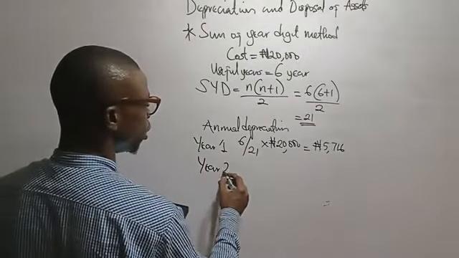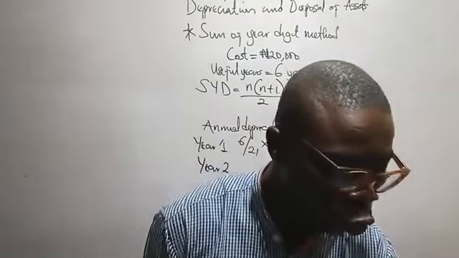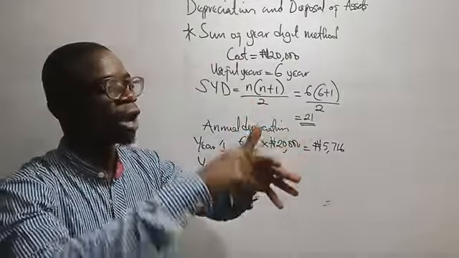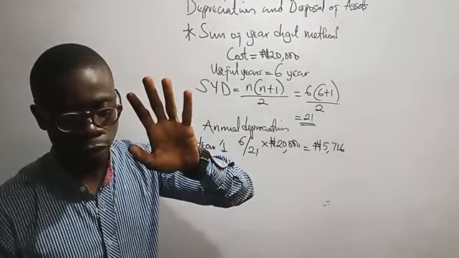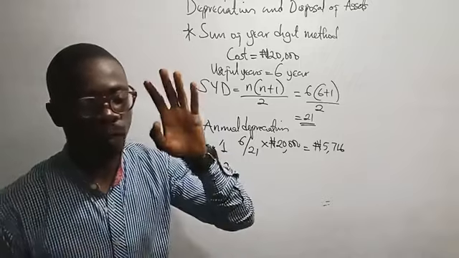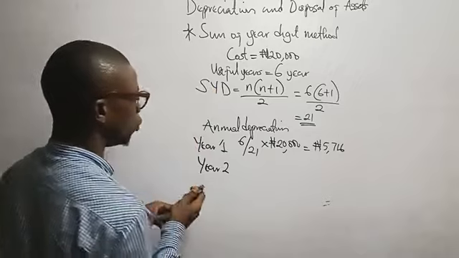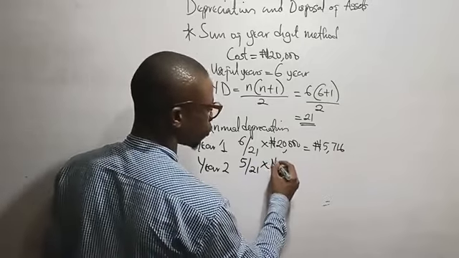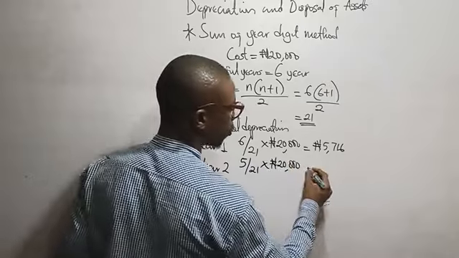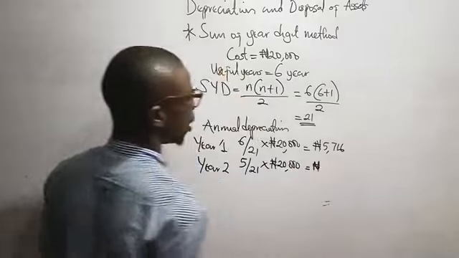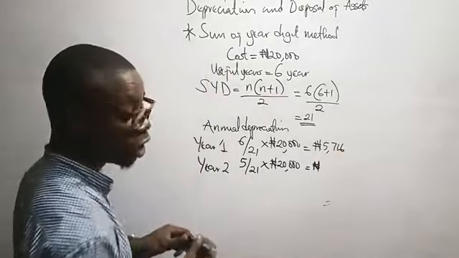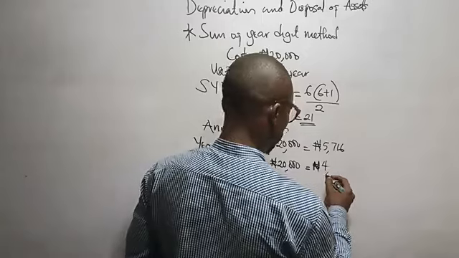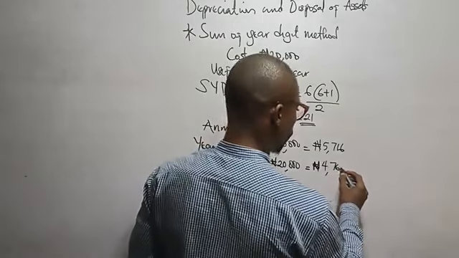You will repeat the same thing in year 2. If you count from year 2, how many years do you have to use the asset? Year 2, year 3, year 4, year 5, year 6. That's 5 years. So it will be 5 over 21, the 21 will not change, times the cost, 20,000. The annual depreciation for year 2 will be 4,762.